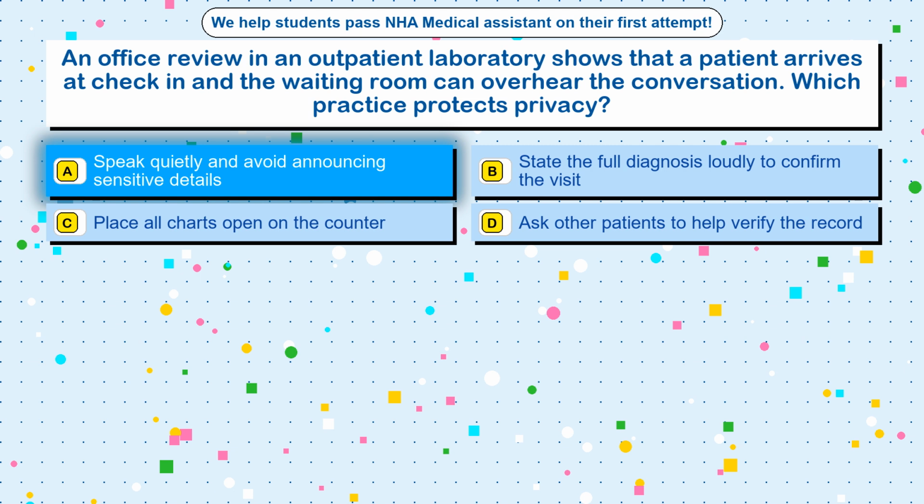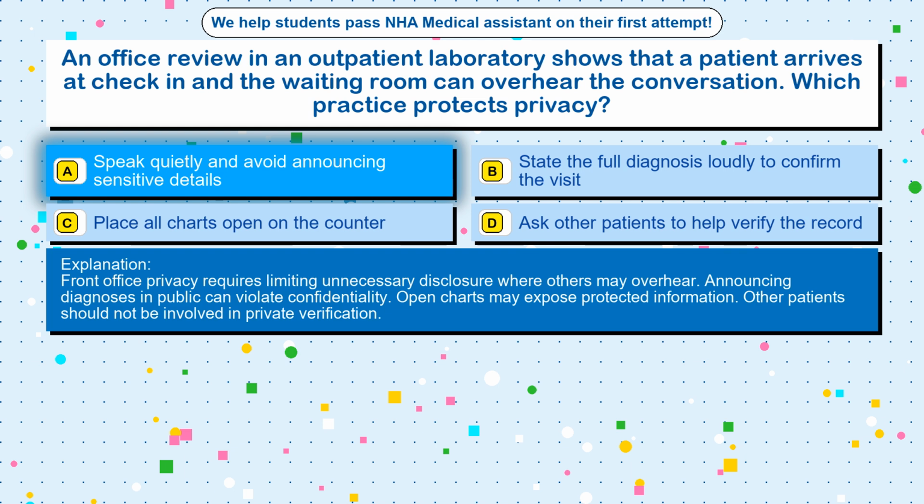The correct answer is option A. Speak quietly and avoid announcing sensitive details. Front office privacy requires limiting unnecessary disclosure where others may overhear. Announcing diagnoses in public can violate confidentiality. Open charts may expose protected information. Other patients should not be involved in private verification.